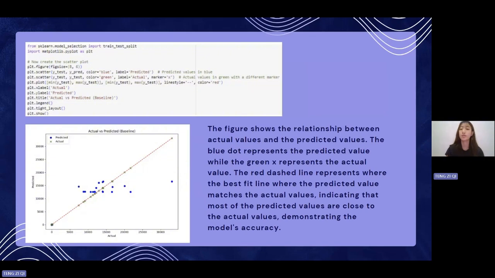Next, the figure shows the relationship between actual values and the predicted values. The blue dot represents the predicted values, while the green X represents the actual values. The red dashed line represents where the best fit line with the predicted values matches the actual values. It is indicating that most of the predicted values are close to the actual values, demonstrating the model accuracy.